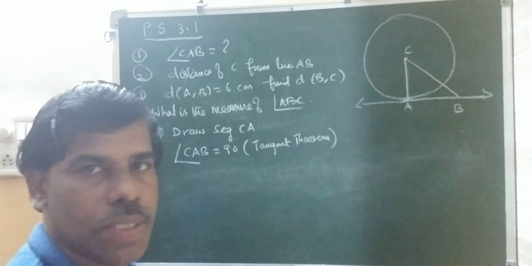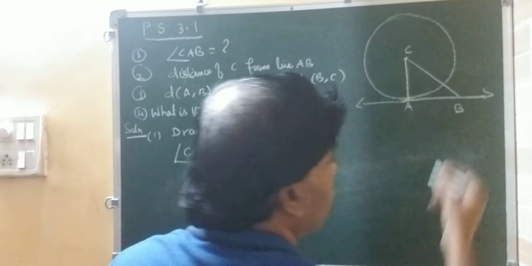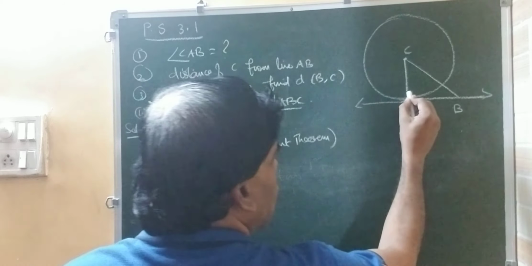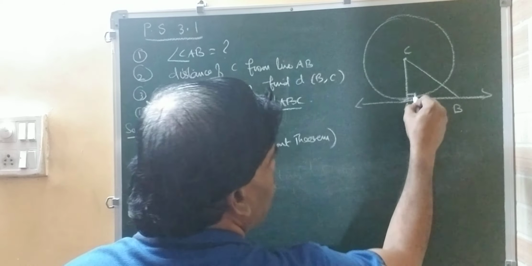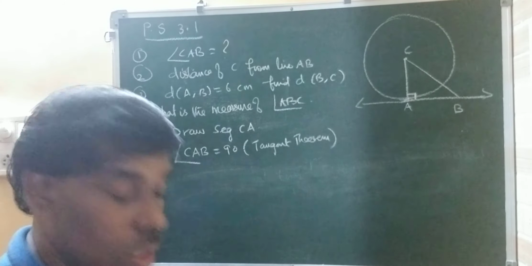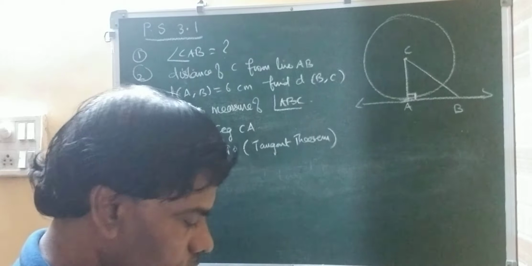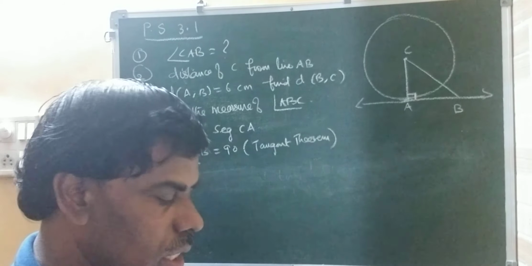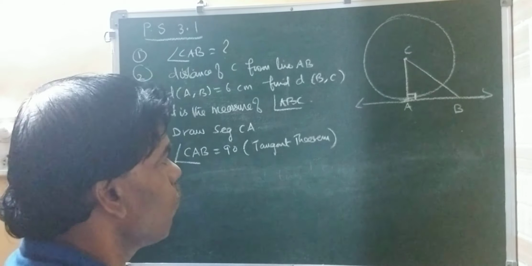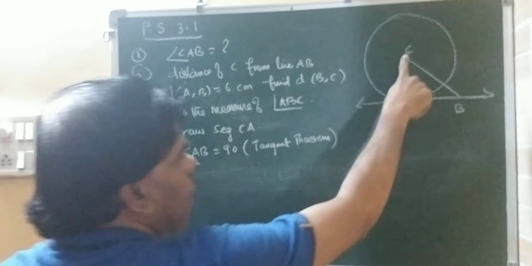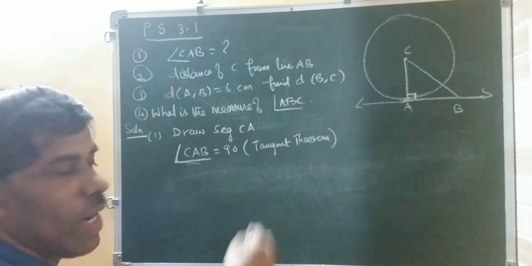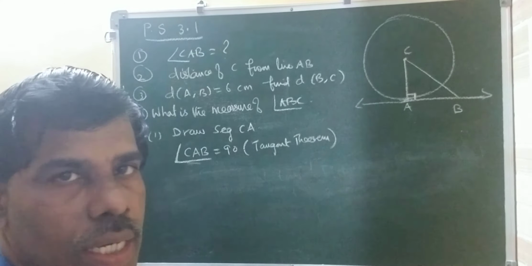Now look at this. What is this line? This is a tangent to the circle. The tangent to the circle is perpendicular to the radius drawn on that particular point. That is called the tangent theorem. What does the tangent theorem say? A tangent at any point of the circle is perpendicular to the radius. So it is 90 degree. Therefore, what is the angle CAB? 90 degree. What is the reason? It is the tangent theorem.